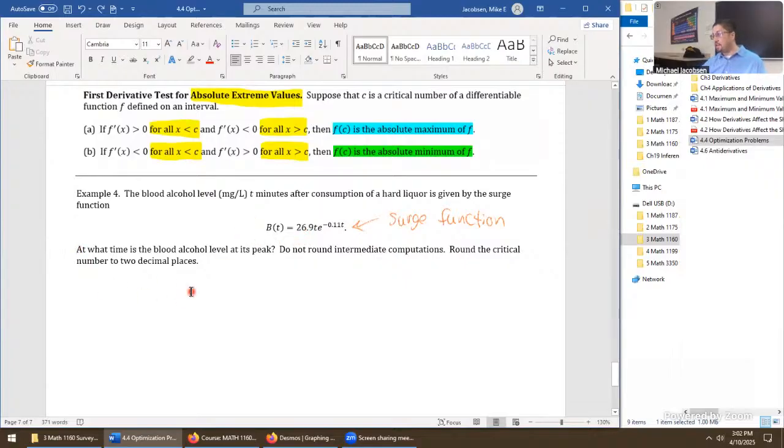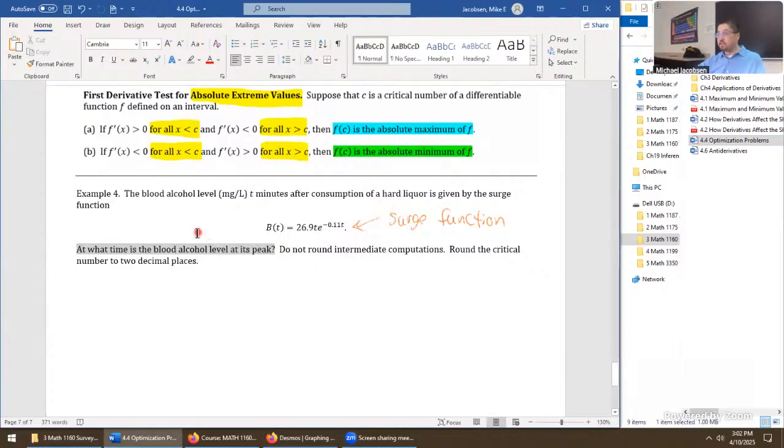And now we wonder, at what time is the blood alcohol level at its peak? Which is kind of a natural question, right? You can imagine people experimenting with this just by going on a feeling, but we want to model the actual blood alcohol level in the body. Here's the model as a surge function, and then just see where's the optimal value on that. So that will give us a time the blood alcohol level is at its peak.